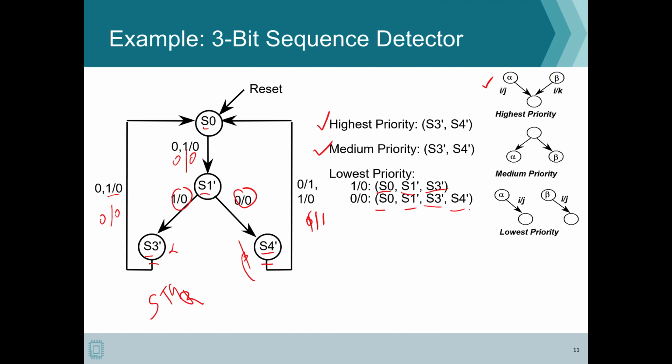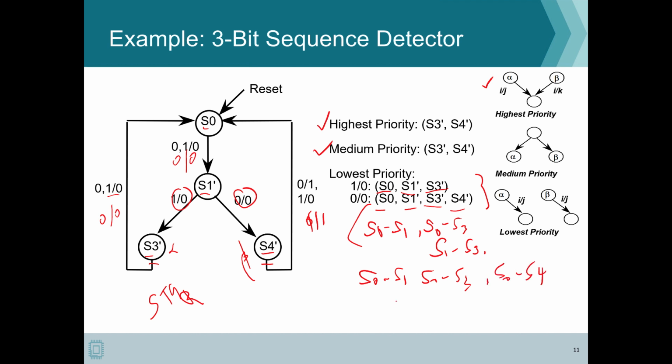When we are writing these pairs, we have to see that S0 is adjacent to S1, S0 is adjacent to S3, S1 is adjacent to S3, and so on. Similarly here we have S0 adjacent to S1, S0 adjacent to S3, S0 adjacent to S4, S1 adjacent to S3, S1 adjacent to S4, and S3 adjacent to S4. So all these will have lower priority.